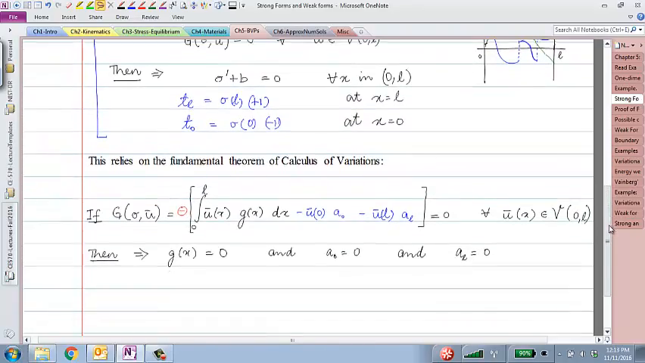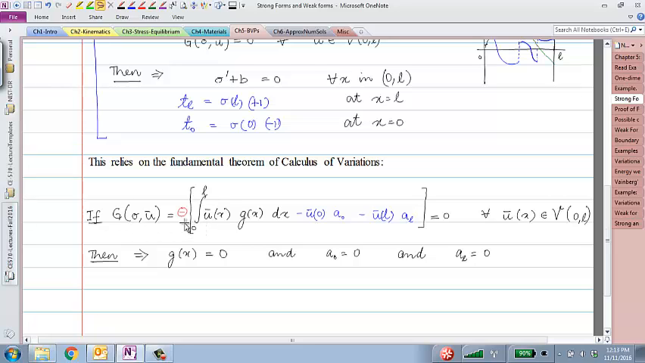But it relies on the fact that if you have some functional of two functions, sigma and u bar, that functional where we have that residual, in our case that residual is nothing but sigma prime plus b. We have some boundary condition a0, which in our case is t0 minus sigma at 0 acting on -1, and finally a at L, which is tL equal to sigma at L times +1. Let me make some more room here. If this is 0 for all u bars in that function space, then g is equal to 0, a0 is equal to 0, and aL is equal to 0.